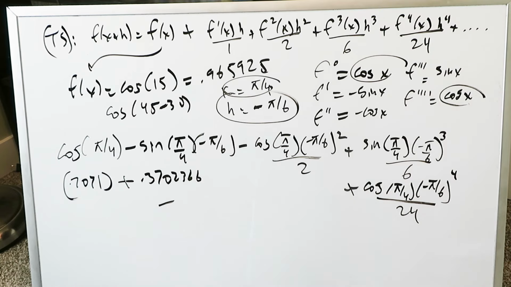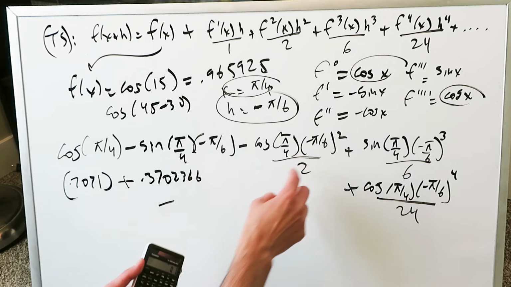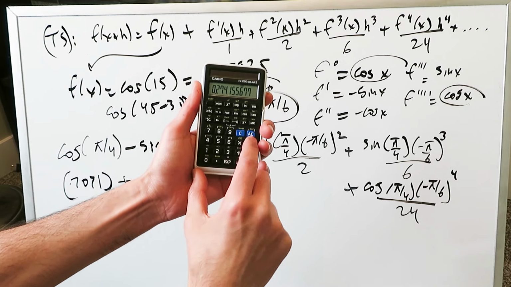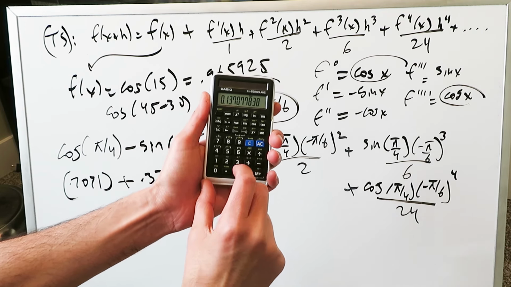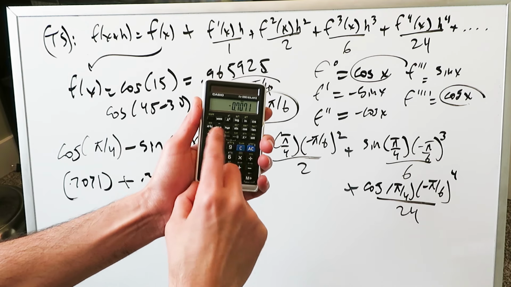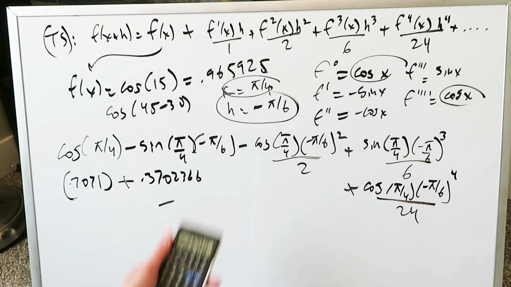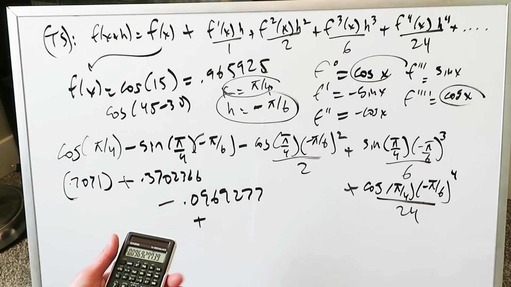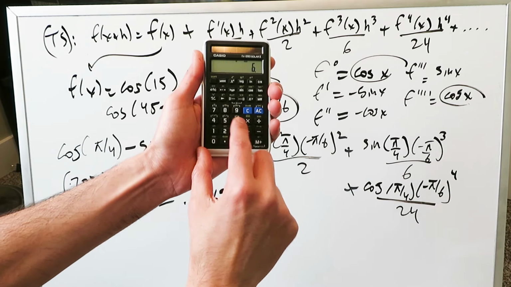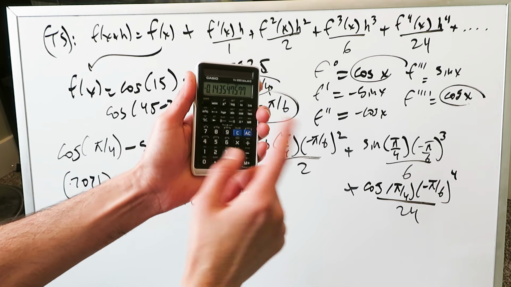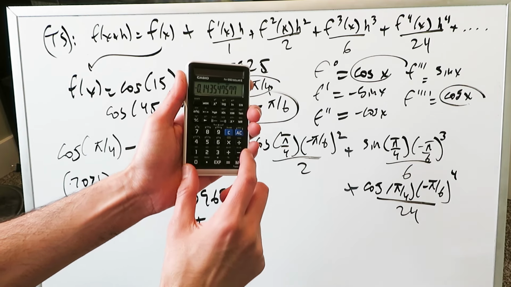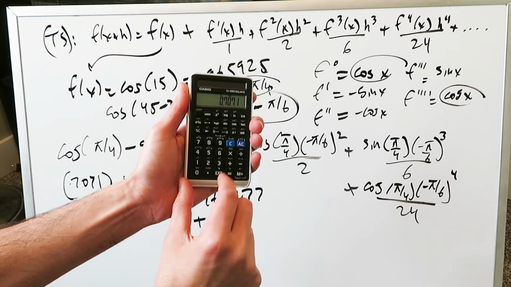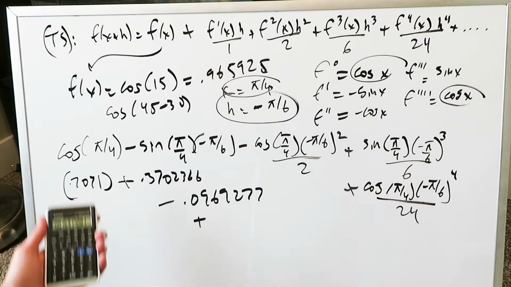Let's come over here. That's a minus. We'll do everything from the right towards the left. We'll do pi divided by 6. We'll square it. We'll divide it by 2. And then we'll multiply it by 0.7071 negative. And we're getting a minus 0.0969. Let's come up to this value and let's do that. Work from the right to the left. Pi divided by 6, cube it. It's going to be a minus value because it's the cube of a negative value. Divided by 6, multiplied by 0.7071. I'm getting a minus 0.0169.